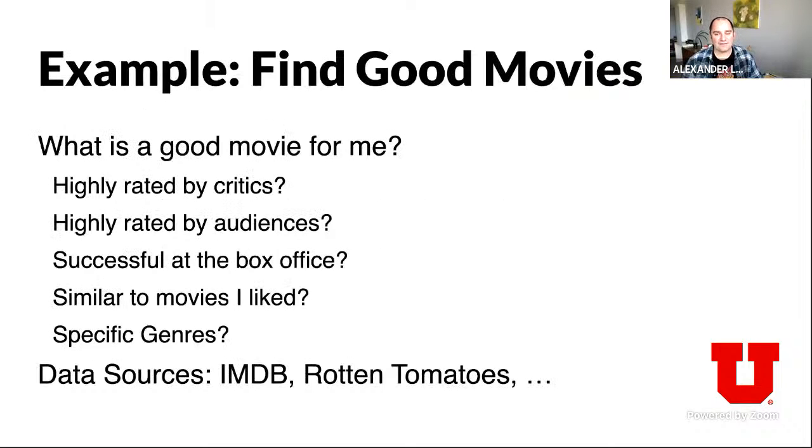And so in the movie example, we now have to start thinking about what is a good movie. Does a good movie mean highly rated by critics, highly rated by audiences, successful at the box office, similar to movies I liked, or specific genres that I like? Maybe it's a combination of all of those different things. So thinking about these specific questions here is important. And then you also have to think about your data sources, right? You could try to scrape IMDb. You could scrape Rotten Tomatoes. There might be some data set like this out there already.